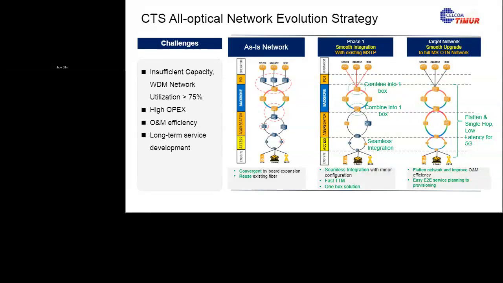And the last one will be more and more new services pose high requirements on the network: less latency, zero packet loss, low jitter, etc. In order to address these challenges, CTS decided to evolve the current optical network to an all-optical network, meaning MS-OTN networks, since 2020. With this target network, the OTN will be extended to the aggregation and access nodes, building a flattened and single hop network. It will bring much lower latency for 5G services and improve the operations and maintenance efficiency.